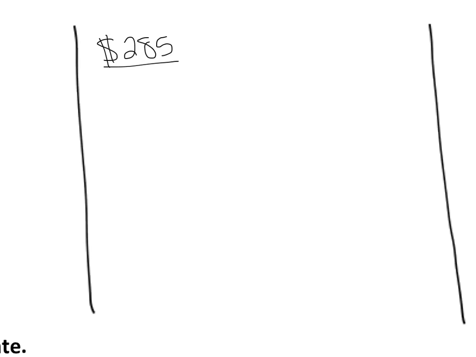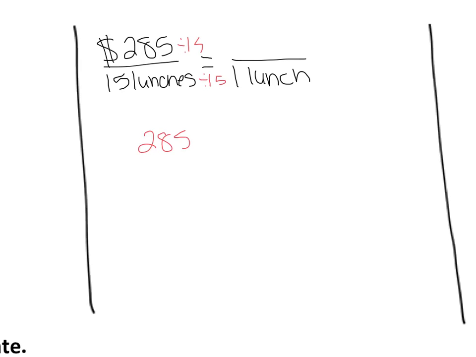$285 per 15 lunches. So once again, we're looking for a unit rate. So I want my denominator to be 1. So instead of how much money for 15 lunches, I want to know how much money for 1 lunch. Okay, so I'm going to divide my numerator and my denominator by 15. And if you take 285 divided by 15, you should end up with $19. So my unit rate would be $19 for 1 lunch.